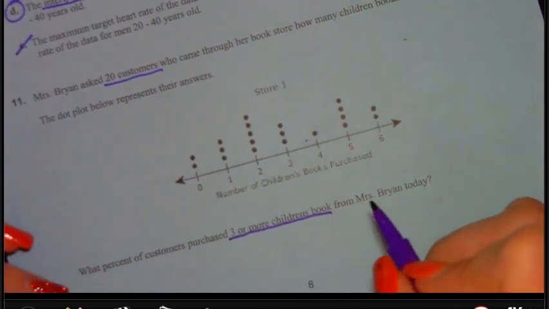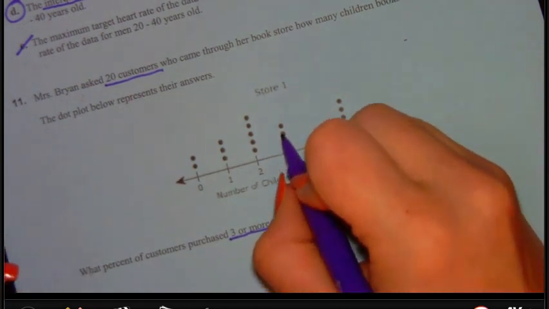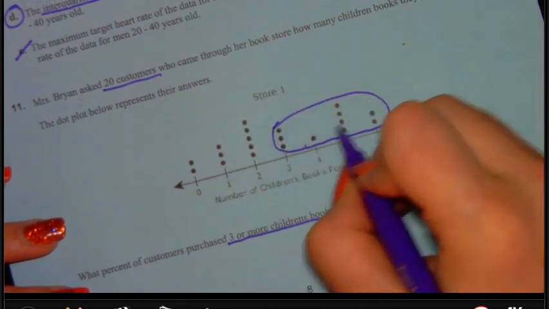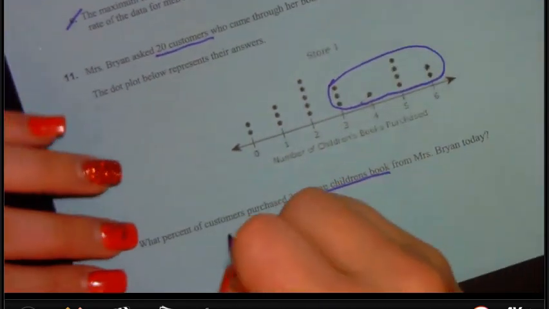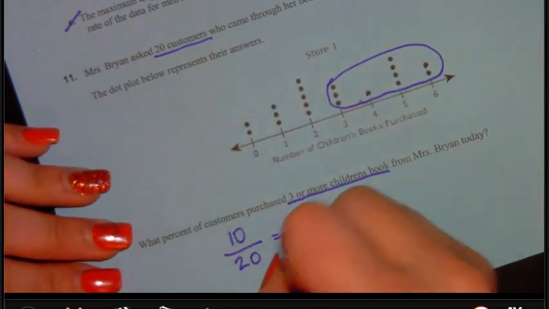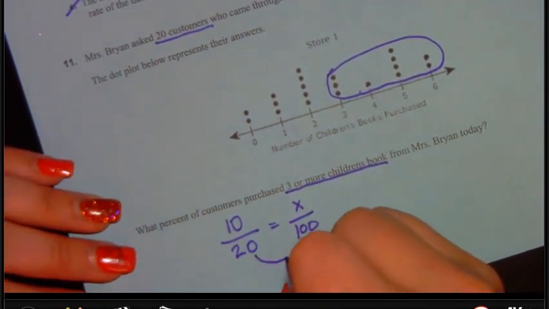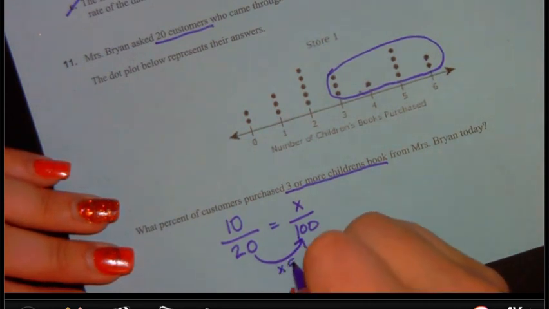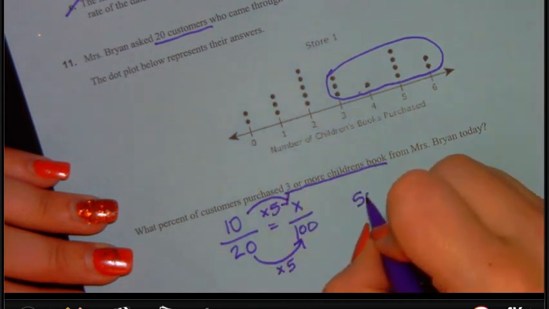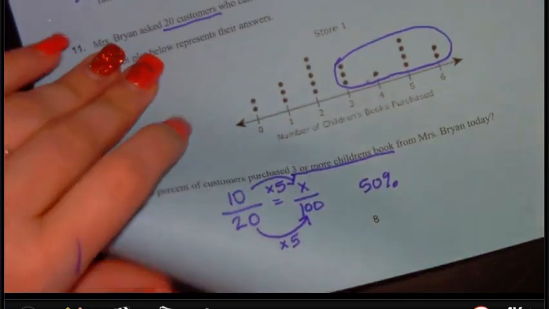All right, so I've got to count how many people bought 3 or more children's books. So I see 1, 2, 3, which is all of these. I'm just going to go ahead and circle these. 1, 2, 3, 4, 5, 6, 7, 8, 9, 10. All right, so there were 10 who bought 3 or more over a total of 20 dots, which is X over 100 because I want to figure out the percentage. Well, 20 to 100, we can scale this up by 5. And what I do on the bottom, I must do on the top. Well, 10 times 5 is 50, to give me 50% of the people chose 3 or more children's books today.